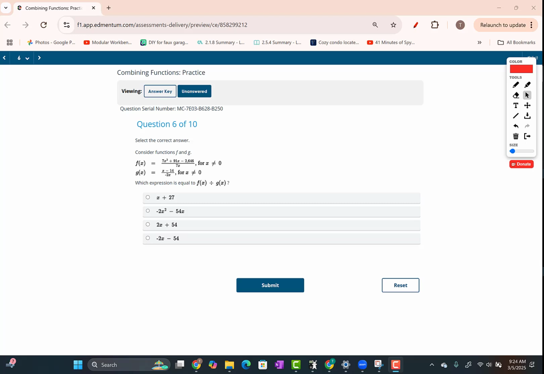Question 6, consider functions f and g. So you can see the two functions. The question says which expression is equal to f of x divided by g of x.